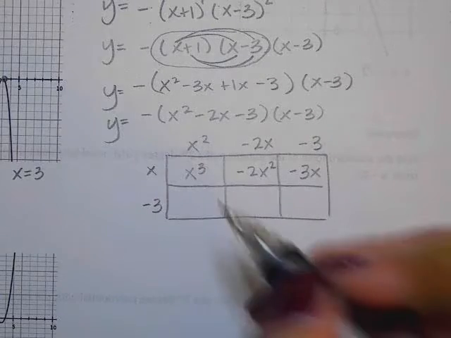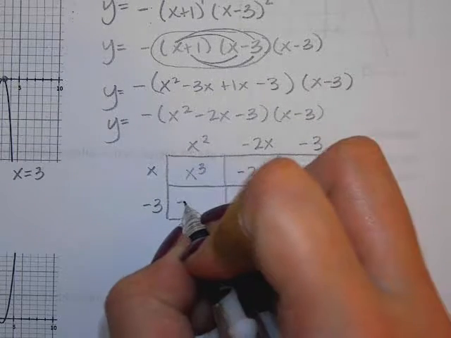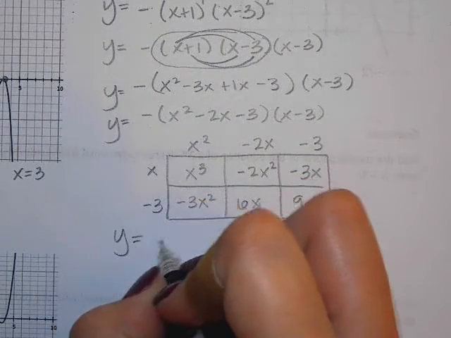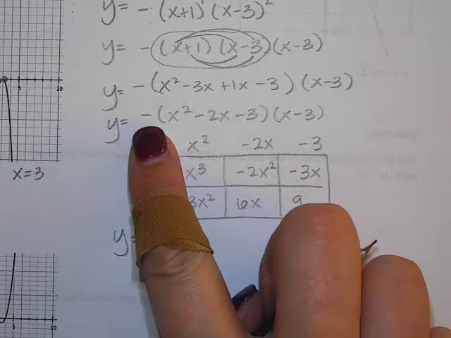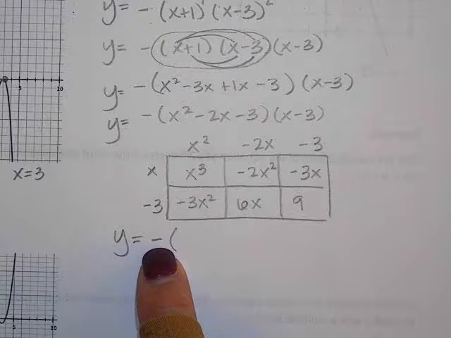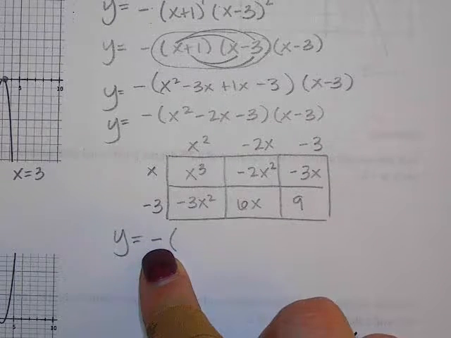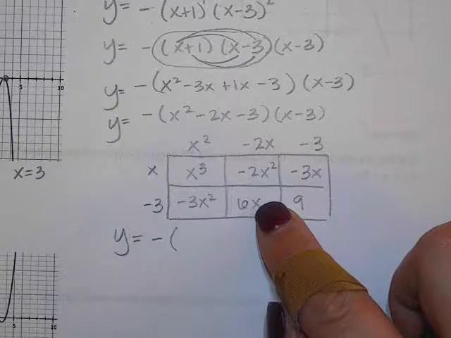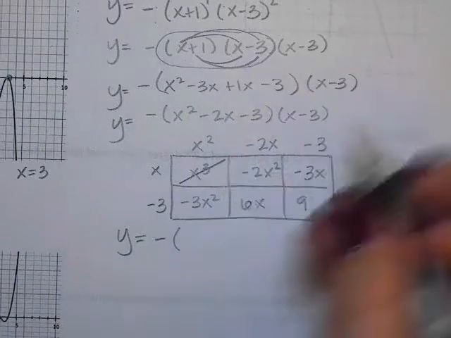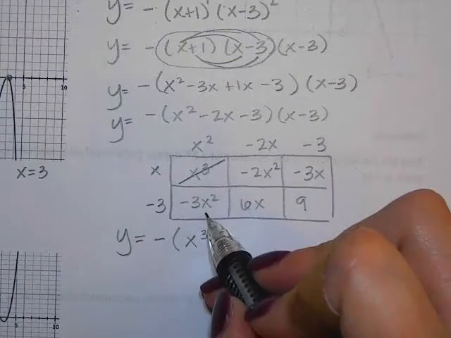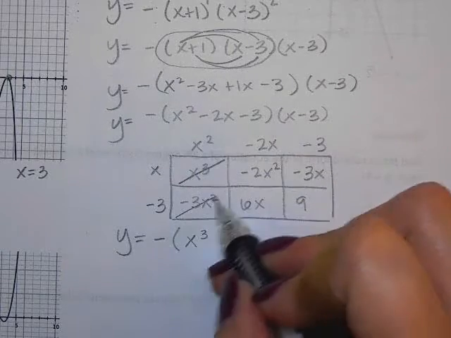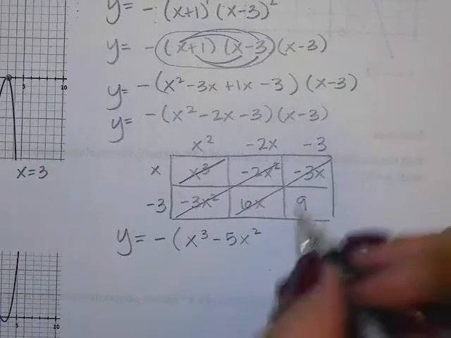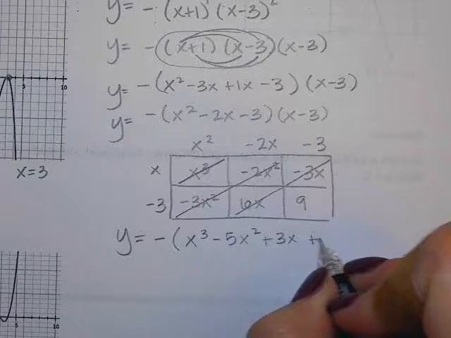All right, so what did you guys get in the next 3 boxes? Okay, so we have y equals negative. I can't forget that I have that negative in the front, so I still have to keep that negative in the front. And then the nice thing about multiplying using a box is that your like terms end up being on diagonals, and so they're a lot easier to combine because they're all right next to each other. So we have x to the third, and then we have a negative 3x squared and a negative 2x squared, minus 5x squared, and then we have a 6x and a negative 3x, plus 3x, and then plus 9, okay?